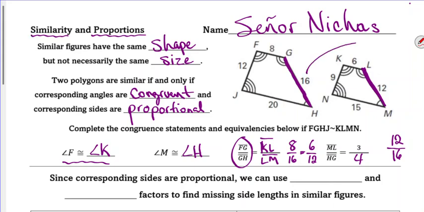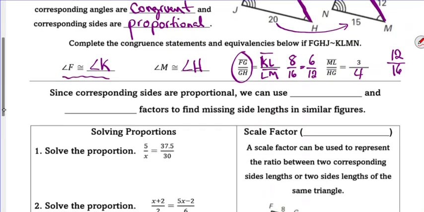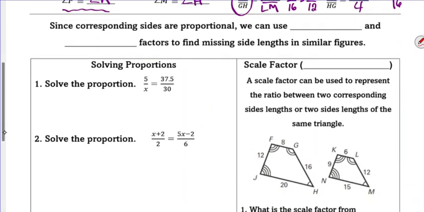If I multiply 16 times 3/4, that gives me 12. And that's true of all of these sides. If I multiply 20 times 3/4, that gives me 15. When I simplify that ratio, it shows us the scale factor. We'll talk about exactly what that means in a second. But we're going to be able to use those scale factors to find missing sides. So since the corresponding sides are proportional, we can use proportions, and we can use scale factors to find those missing side lengths.